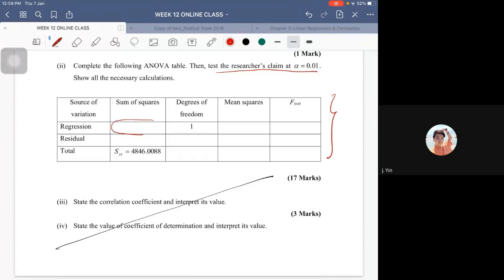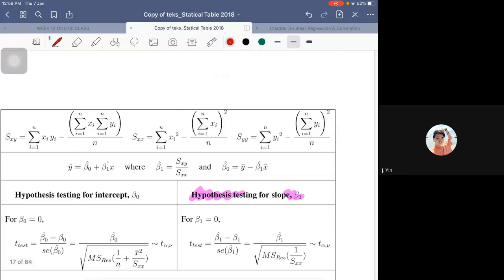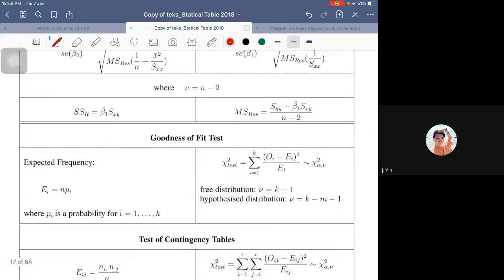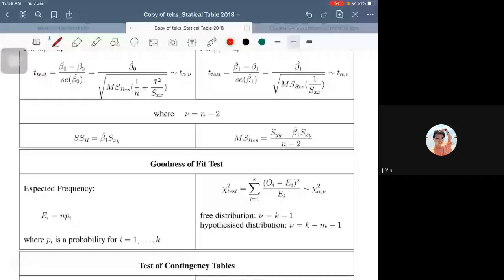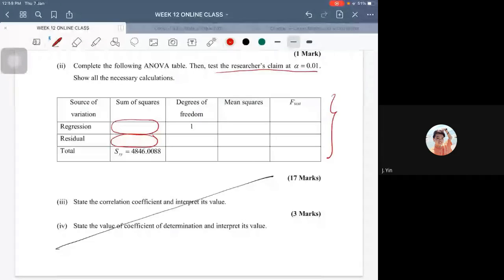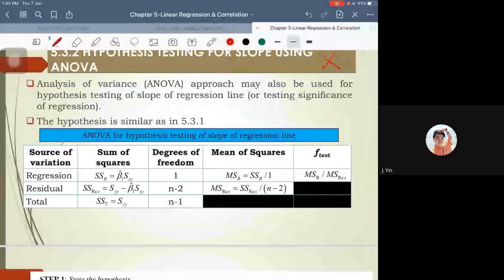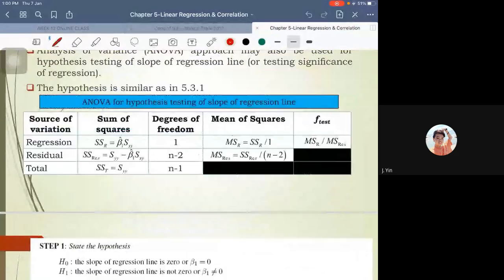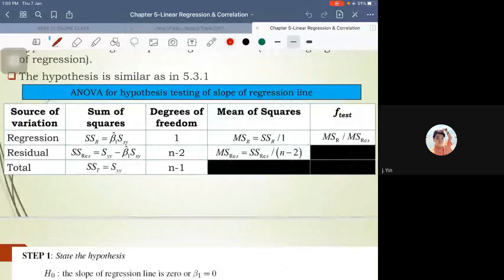What is the sum square of regression? What is the sum square of residual? Because it is not written in here, the formula is not given. But you guys are very lucky because it's an open book, so you can refer to the notes that you have. This is where you should be referring. This is going to be our table, and we're going to use this to find the sum square residual and sum square regression and so on. This is the formula that we're going to use. Sum square residual is given by beta 1 xy. That is going to be our sum square residual.